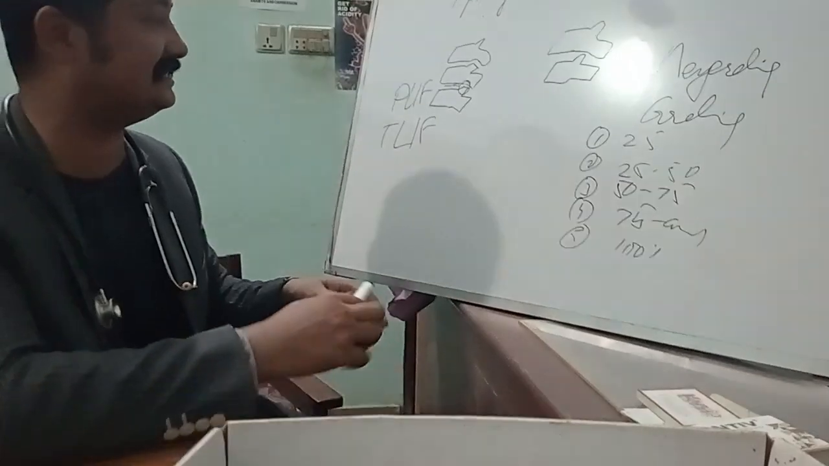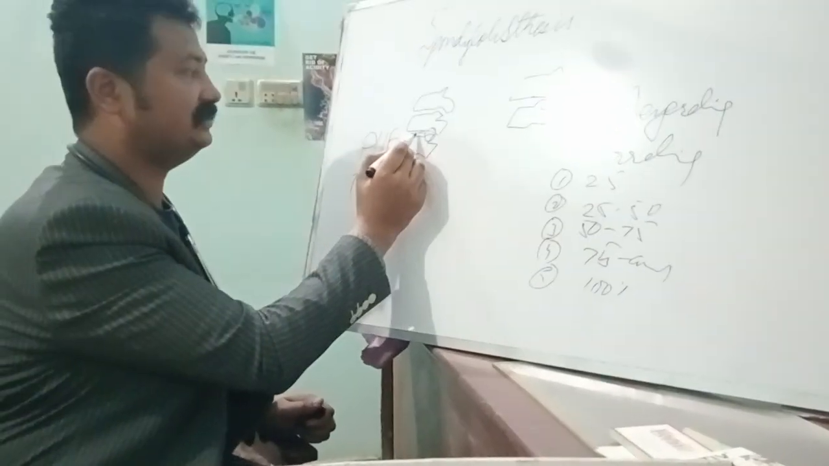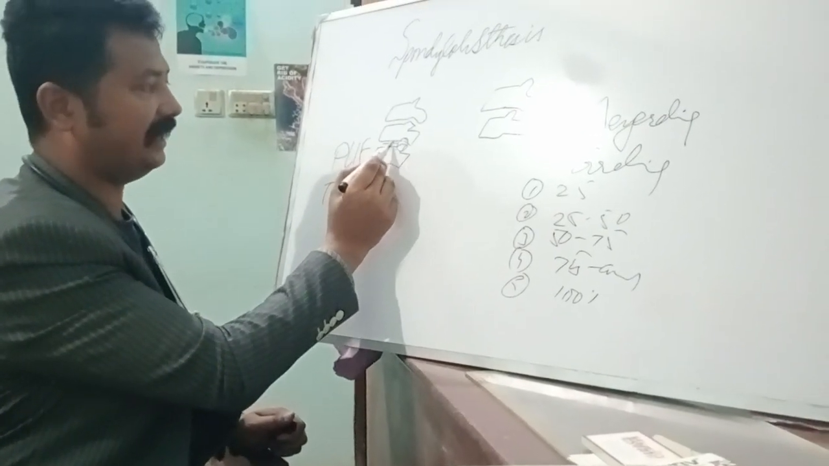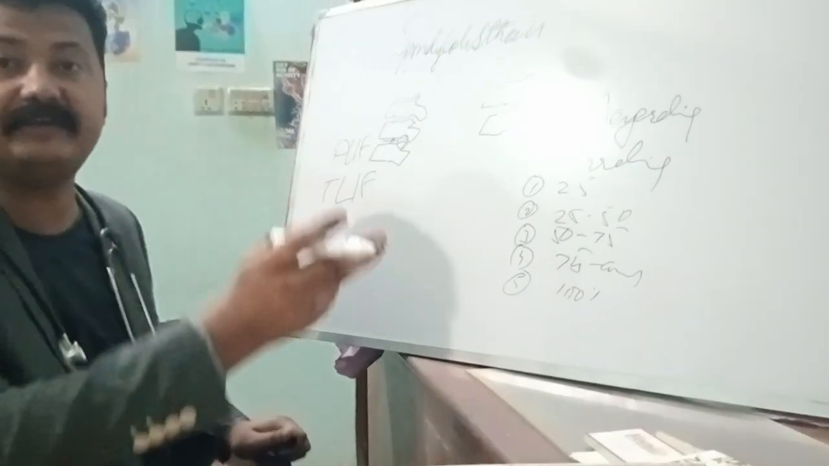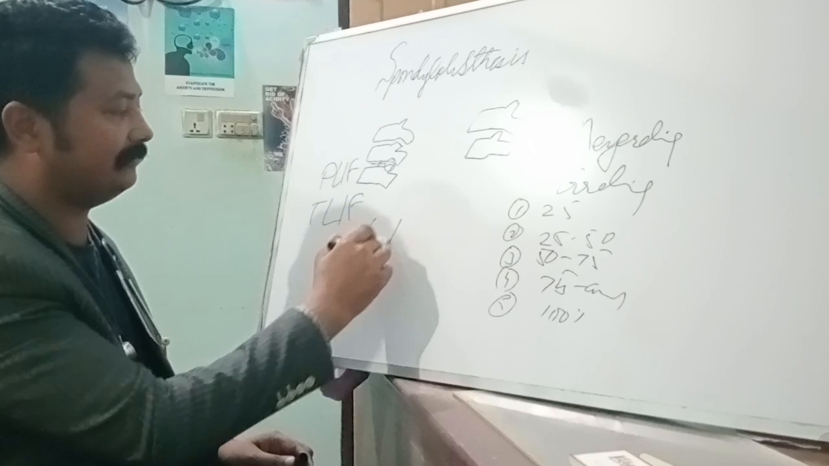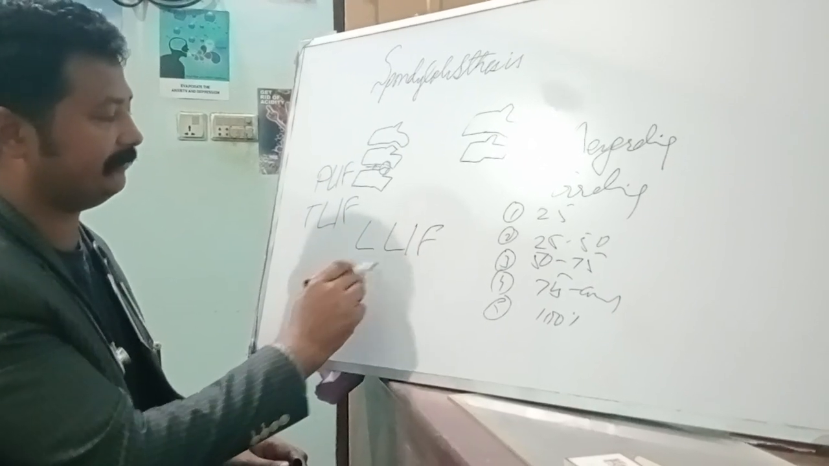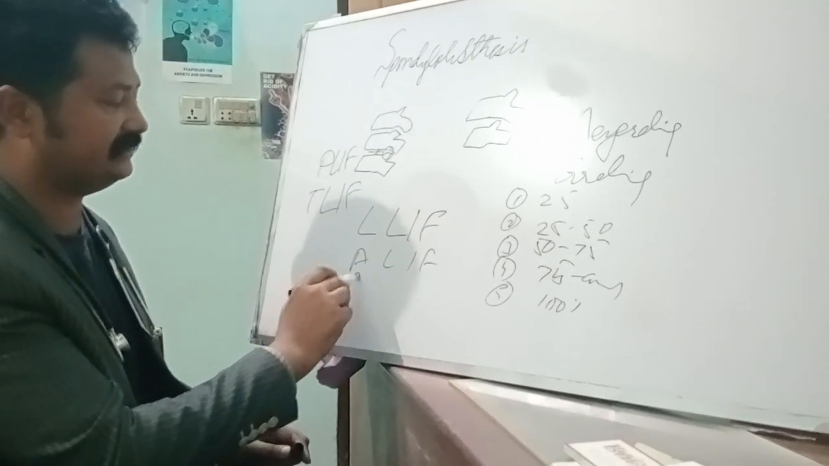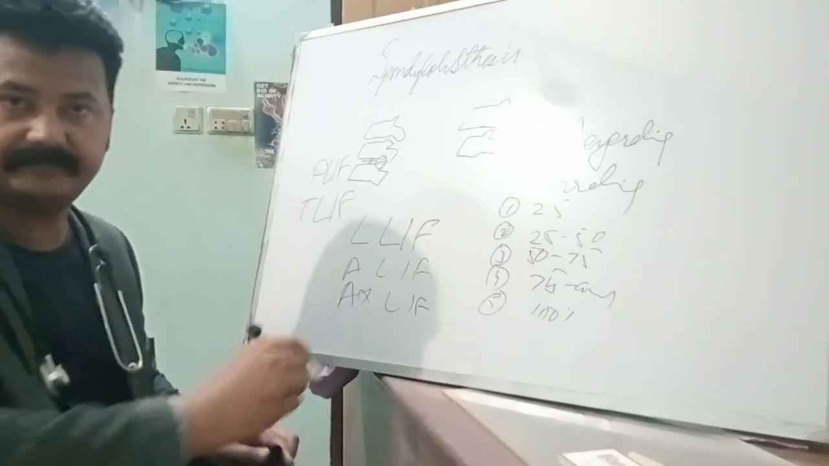Procedures to increase the disc space height, and thereby indirectly decompress the neural foramen. And these procedures are lateral lumbar interbody fusion, anterior lumbar interbody fusion, and axial lumbar interbody fusion.